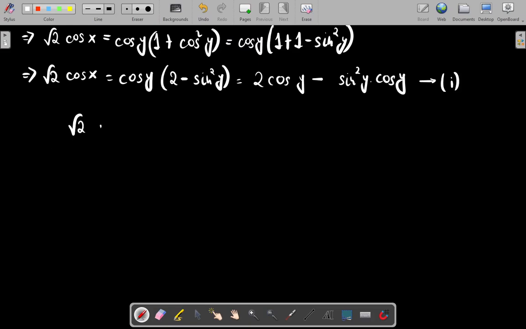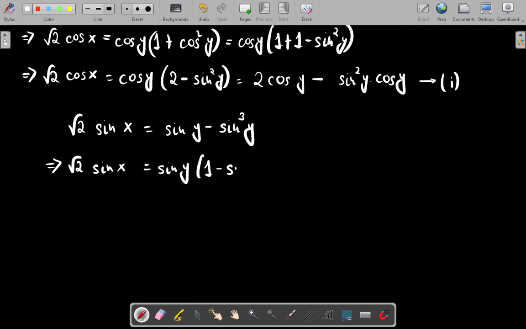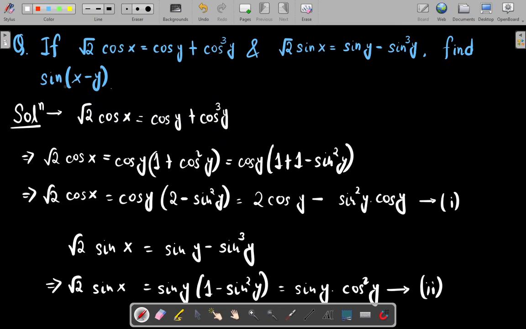Again, the other relation is root 2 sin x is equal to sin y minus sin cube y. So here, if we take sin y common, this becomes sin y times 1 minus sin square y, right? Now 1 minus sin square y is nothing but cos square y, so this becomes sin y times cos square y. All right, let us give this as equation 2. Okay, now we are required to find this value sin of x minus y.